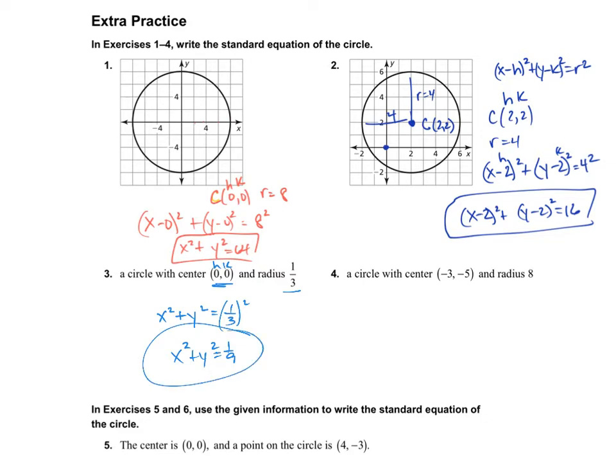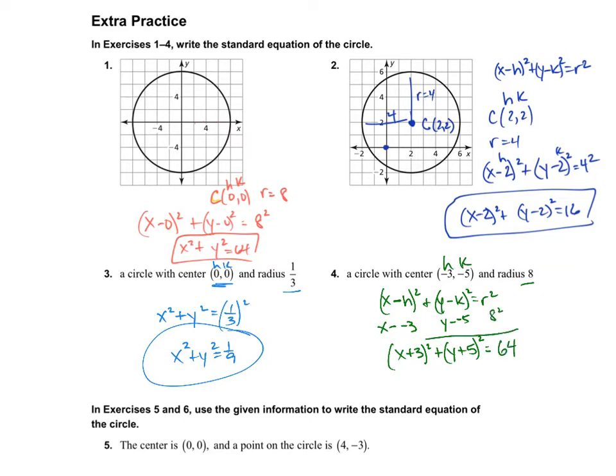All right, and moving on to the next one, we've got a circle with center at, here's your h, there's your k, there's your radius. Remember, it's x minus h squared plus y minus k squared equals r squared. Okay, so this will be x minus -3. So that gives me x plus 3 squared. This will be y minus -5. So that'll be y plus 5. So plus y plus 5 squared equals radius of 8 squared, which would be 64.